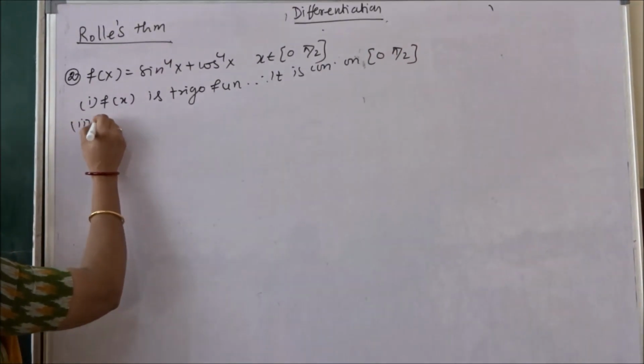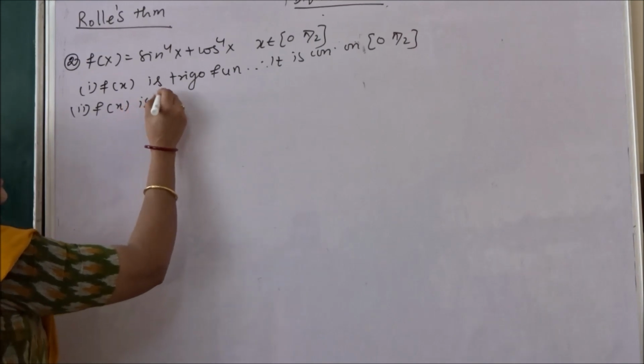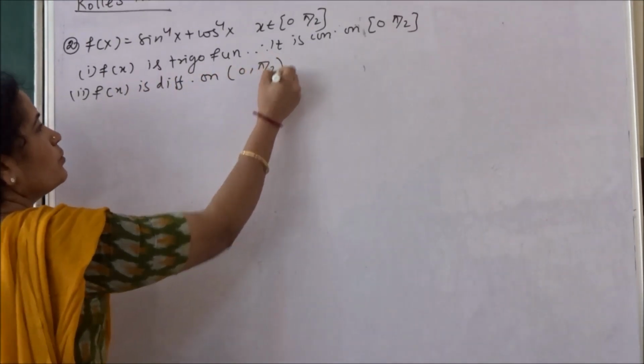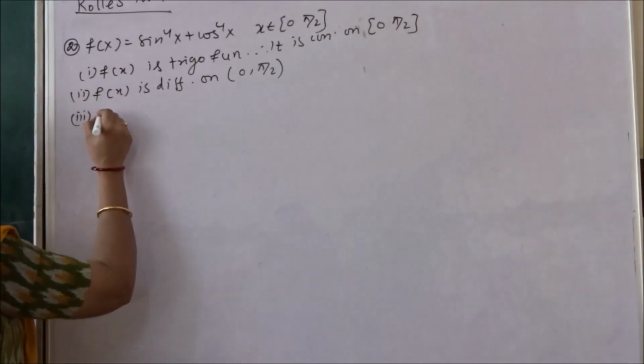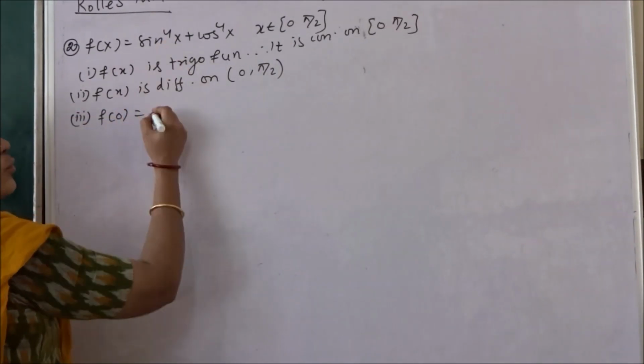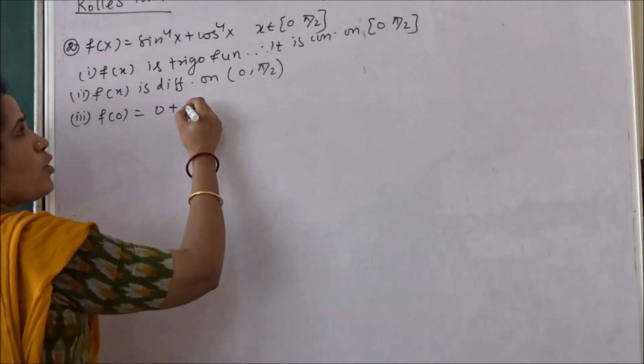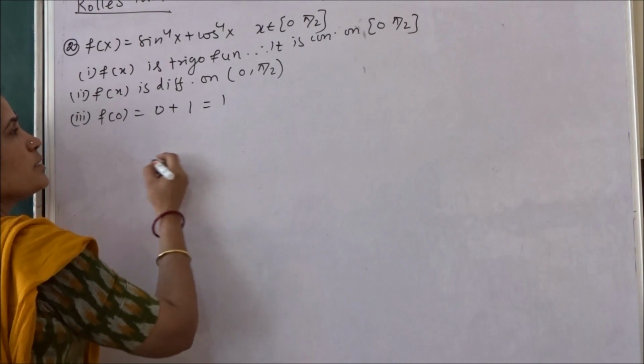Now f(x) is differentiable. Am I correct? f(x) is differentiable on where? Open interval 0 to pi by 2. Now number 3, f of 0 is sin⁴0 plus cos⁴0. Sin 0 is how much? 0. Cos 0 is 1. 1 power 4 is 1. That is equal to 1.